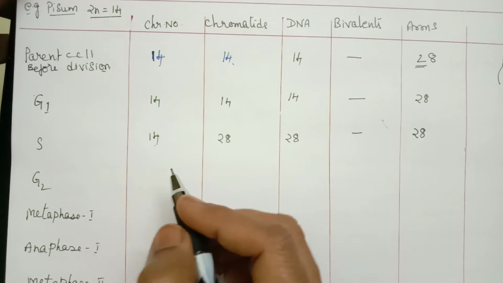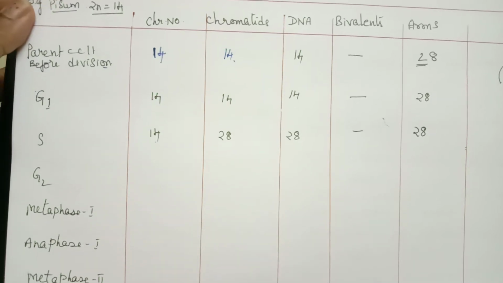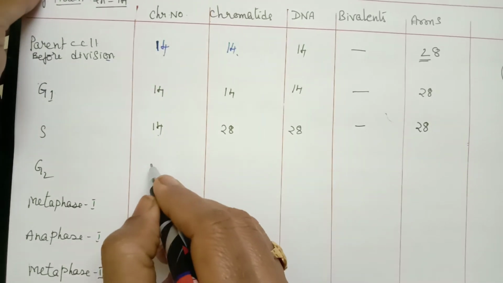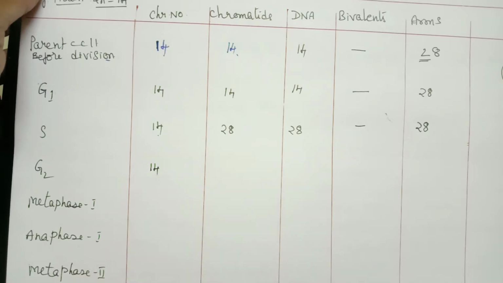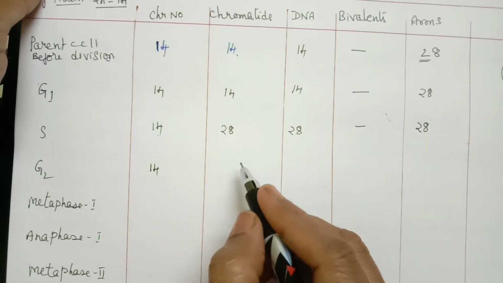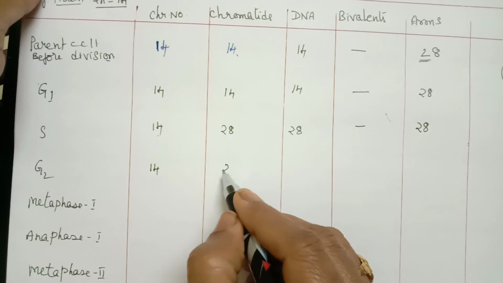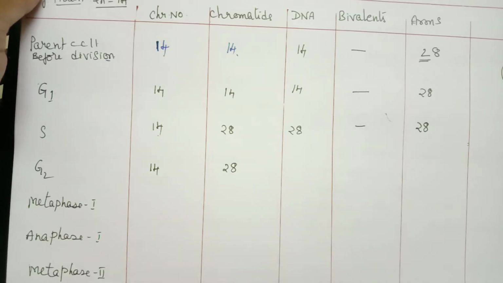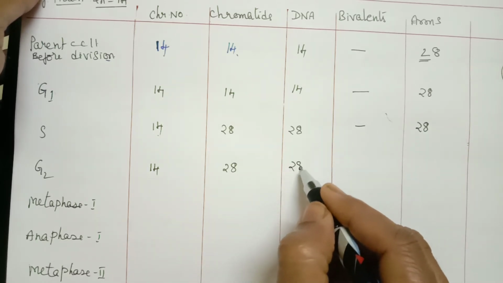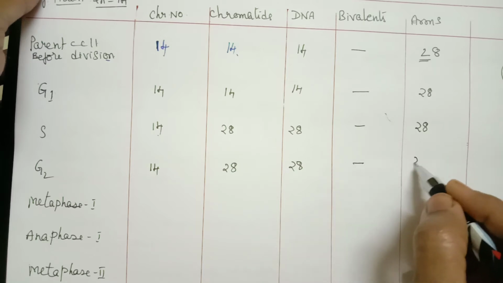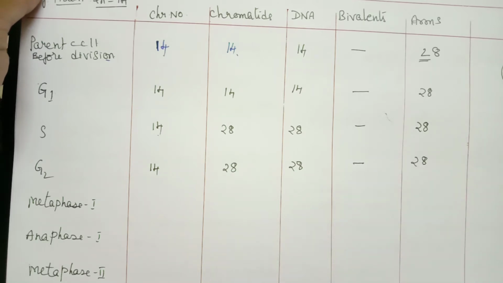Now if we take the next phase, that is G2 phase. In G2 phase also the chromosome number will be the same, 14. Chromatids, it is after S phase, so doubled, 28. DNA also 28. Again here no bivalents, and arms will be 28.